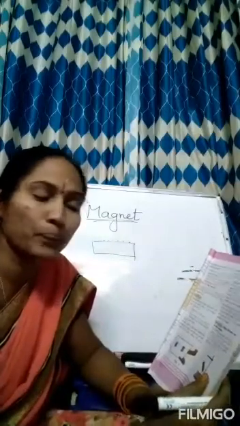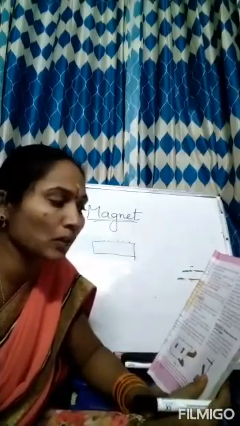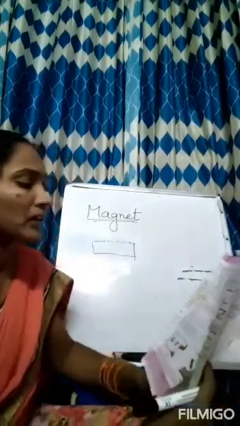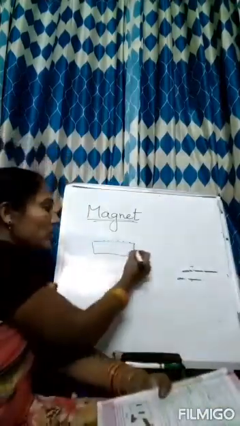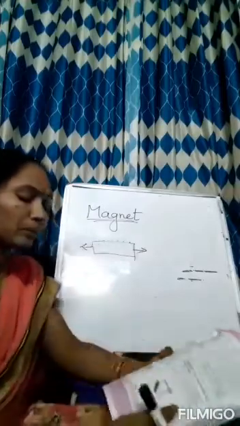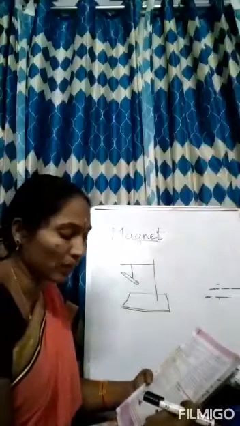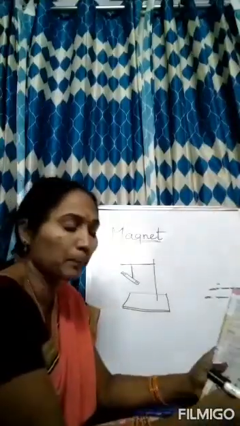Now, poles of a bar magnet. Does the property of attracting iron filings remain the same for all parts of the bar magnet? The important thing is that you have to note down the poles of the bar magnet. North pole. Now coming to the next point, finding directions with a bar magnet.